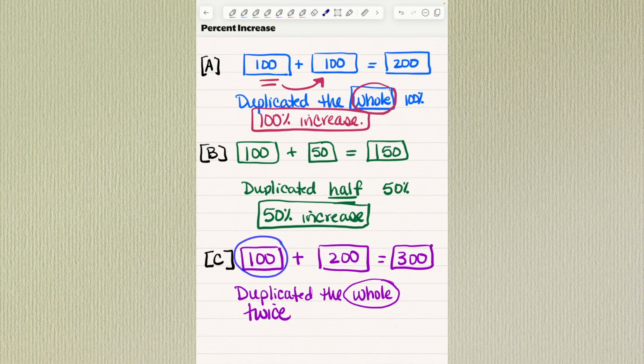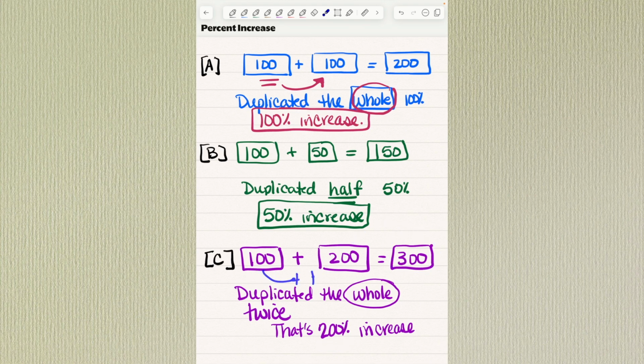I started with 100. I added two more. This is 100 plus 100, right? 200. This is 100 and another 100, right? I duplicated the whole block twice. So that's a 200% increase. Not 300% because I didn't add 3 more blocks. I only added 2 more blocks. I started here and I duplicated it twice. I added it twice and it gave me here. That's a 200% increase. Why?